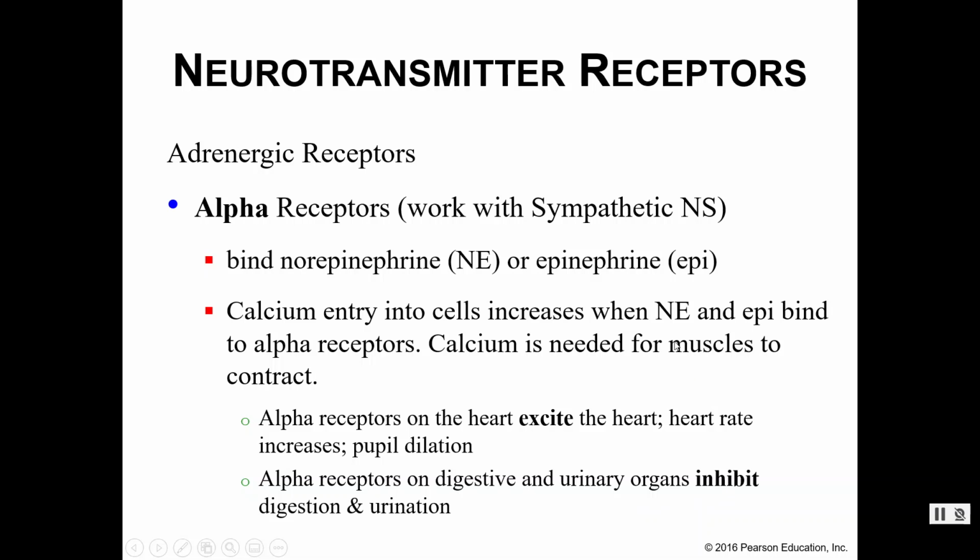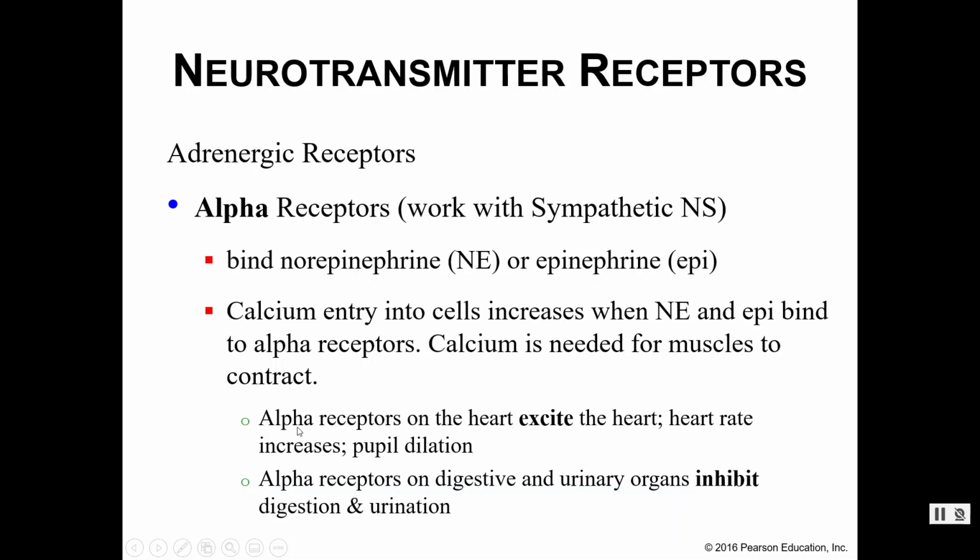But remember, we're working with our sympathetic nervous system, so are we going to want to increase anything for digestion and urination? No. This would be an inhibitory response. Okay, it's getting a little confusing.